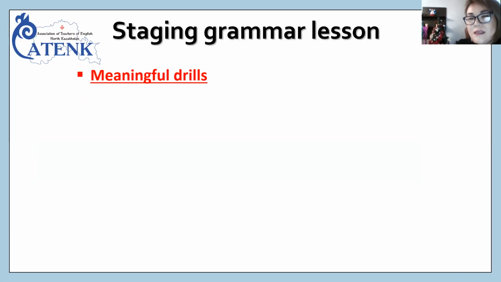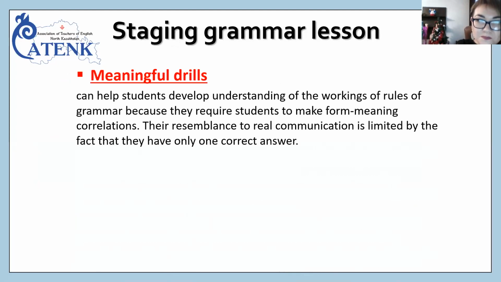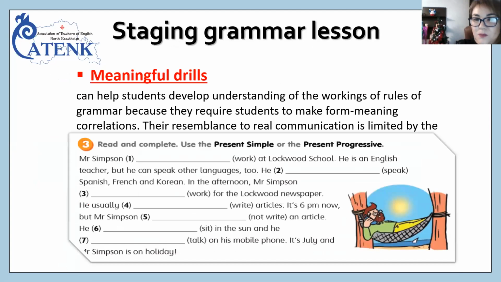So now let's look at the meaningful drills, which is opposite to mechanical drills. So let's look at these examples. Maybe you can tell, what do you see? What are the examples between meaningful and mechanical drills?